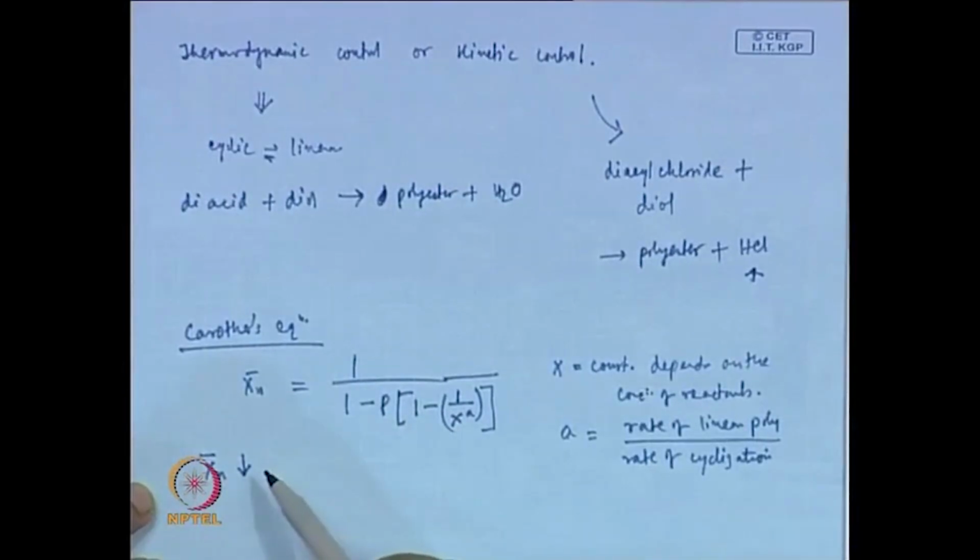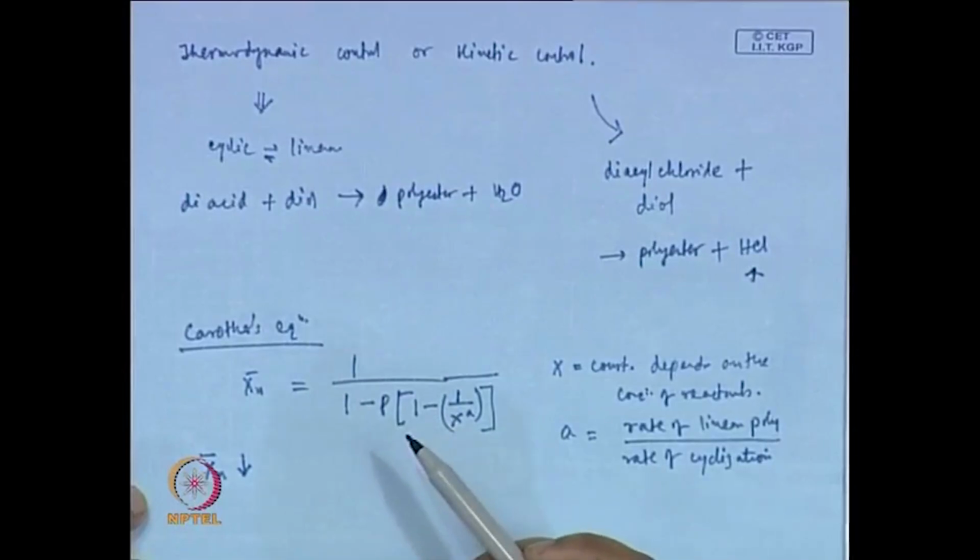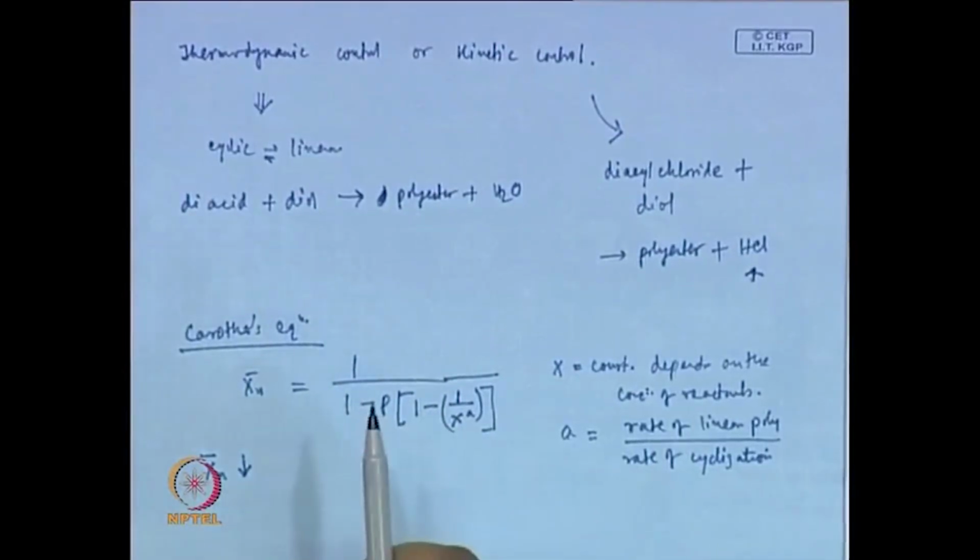So, as more and more cyclization happens, the degree of polymerization also comes down, as we realized in the beginning of this lecture as well. As more small cyclic molecules are formed, it affects both the number average and the weight average degrees of polymerization, but it affects the number average more than the weight average. So, you get a PDI higher than 2.